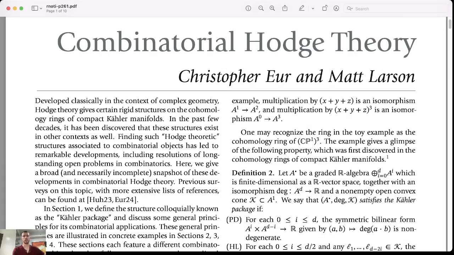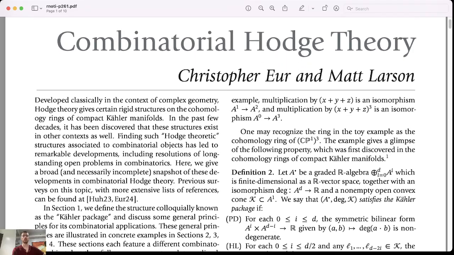Combinatorial Hodge Theory. I'm Dr. Samuel Allen Alexander, mathematician and philosopher, still here, and I'm reading the article Combinatorial Hodge Theory by Christopher Eur and Matt Larson, published in 2025 in the Notices of the AMS.